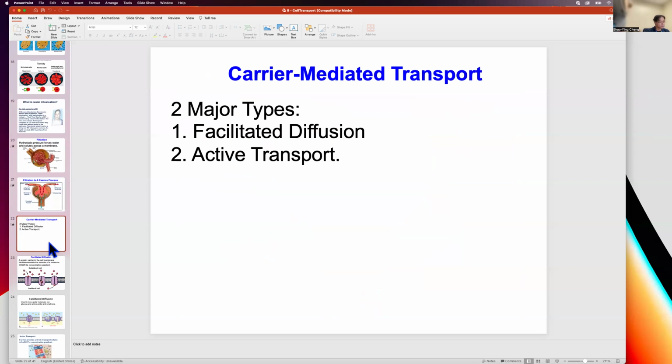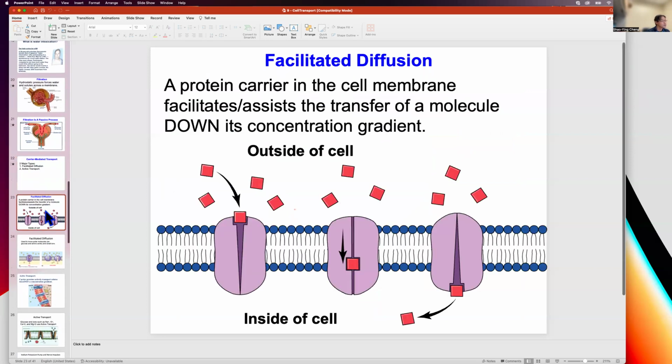Okay, the focus of this second part of the lecture is those molecules that cannot freely move through the cell membrane. They need a helper. So we call this carrier-mediated transport, and there are two categories. The first one is called facilitated diffusion. The second one is active transport. In this part of the lecture, we focus on those molecules that cannot freely go through the cell membrane, and they need helpers, those membrane proteins.